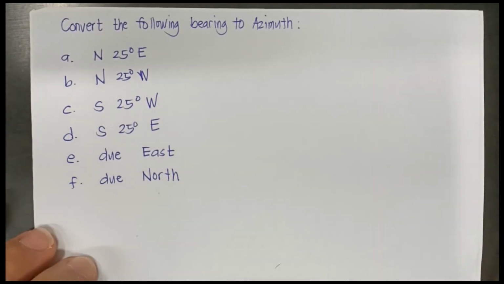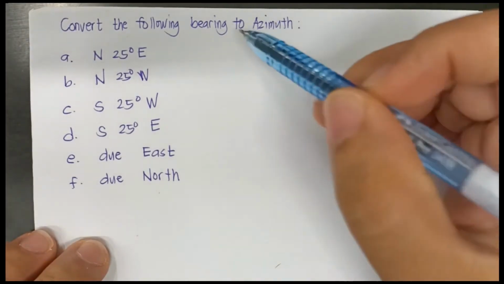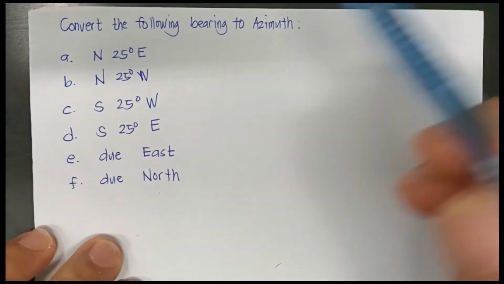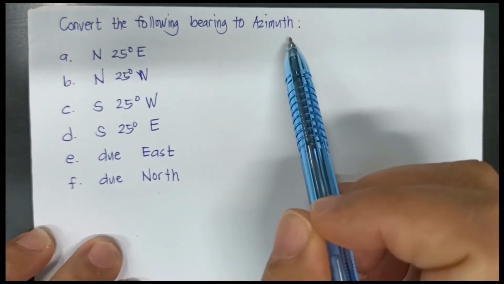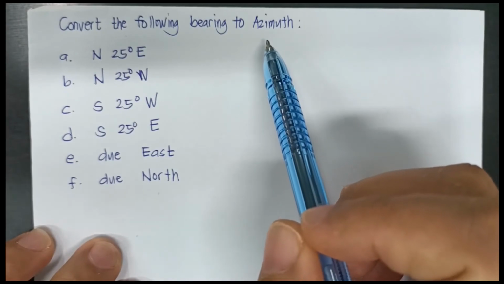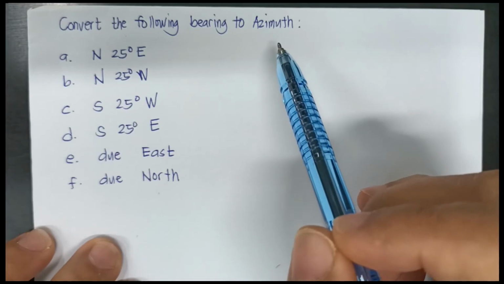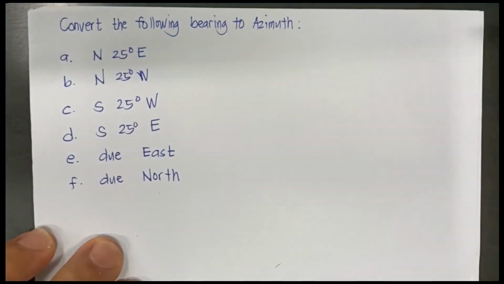Okay, another example is the opposite. We are given the bearing and we are asked to solve the azimuth. Convert the following bearing to azimuth. It does not indicate whether the azimuth is from south or from north, so in this case, it is presumed that the azimuth here is from south.